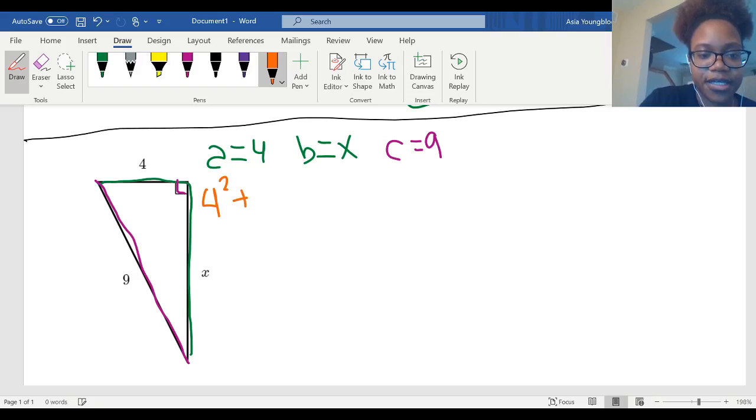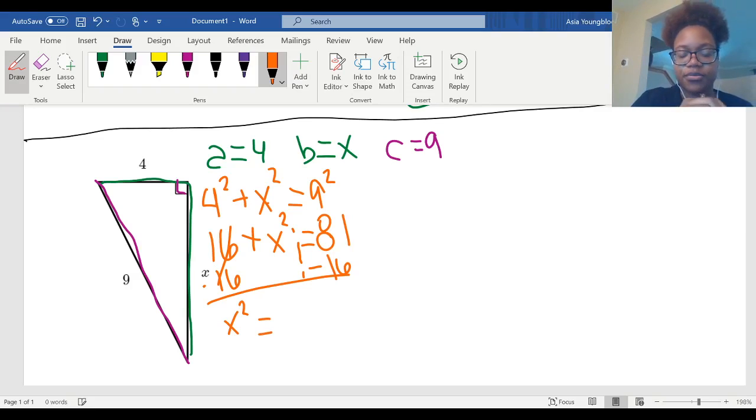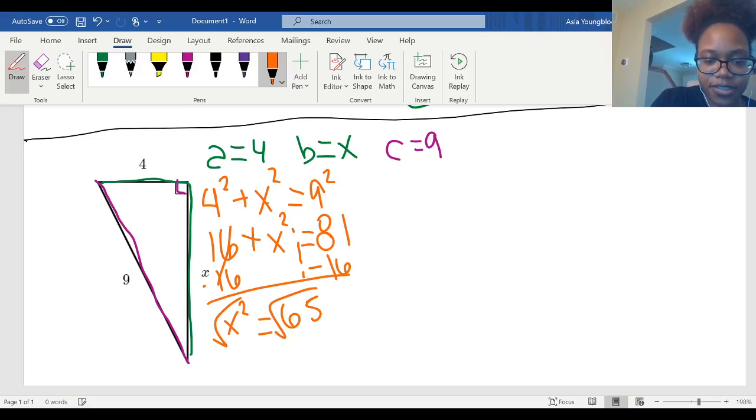So now we're going to plug them into the formula. 4 squared plus x squared equals 9 squared. 4 squared is 16 plus x squared equals 81. Minus 16 on both sides. So x squared equals 81 minus 16 gets us 65. Take the square root of both sides. So x is going to be the square root of 65.